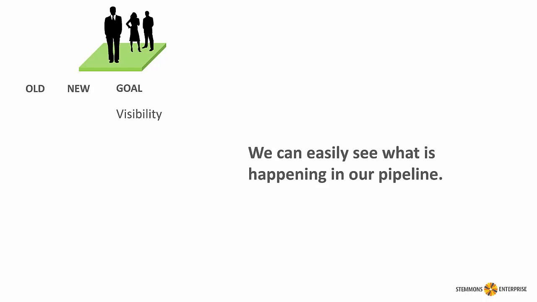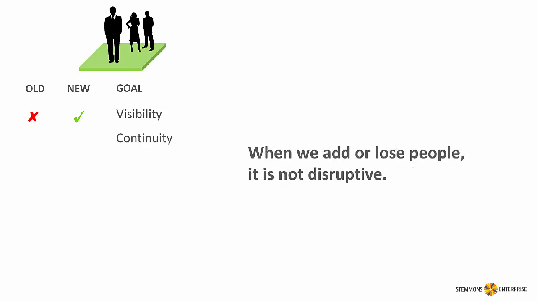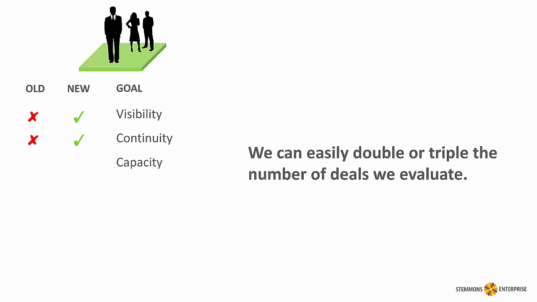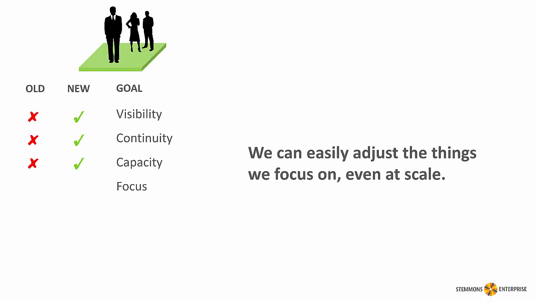We can easily see what's happening in our pipeline. In the old version, that was difficult to do. In the new one, it's very obvious. Continuity. When we add or lose people, it's not disruptive. Not so much in the old, but definitely yes in the new. Capacity. We can double or triple the number of deals we evaluate. We can adjust the things we focus on, even at scale.